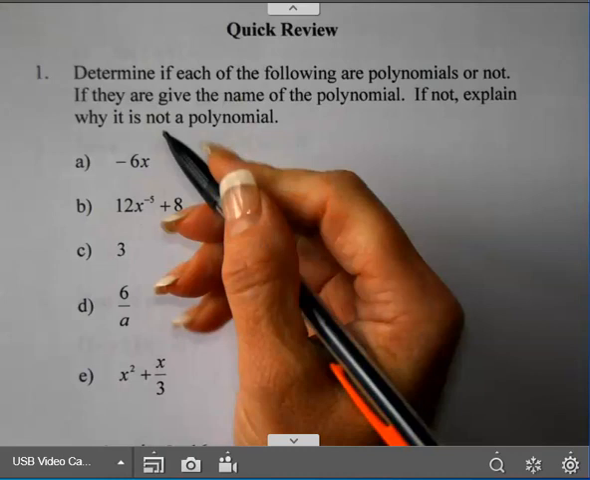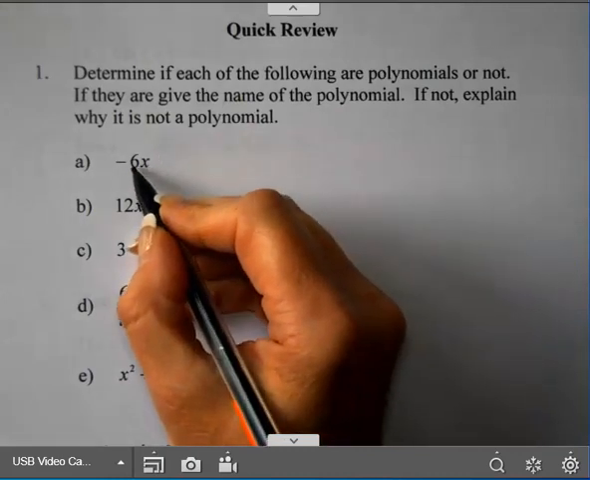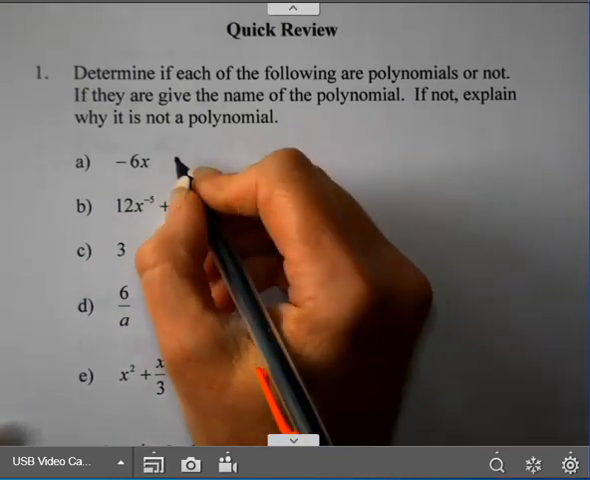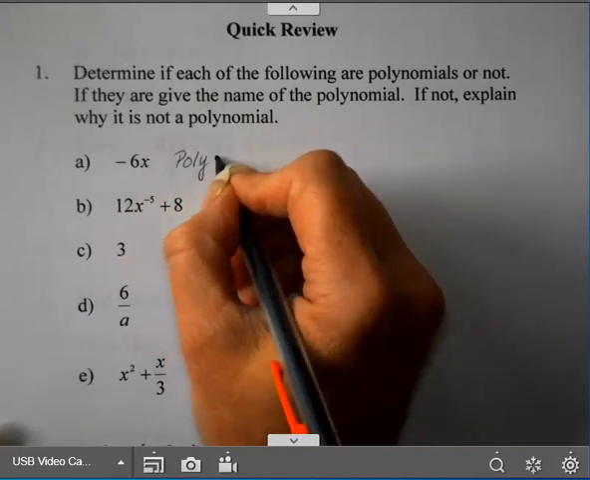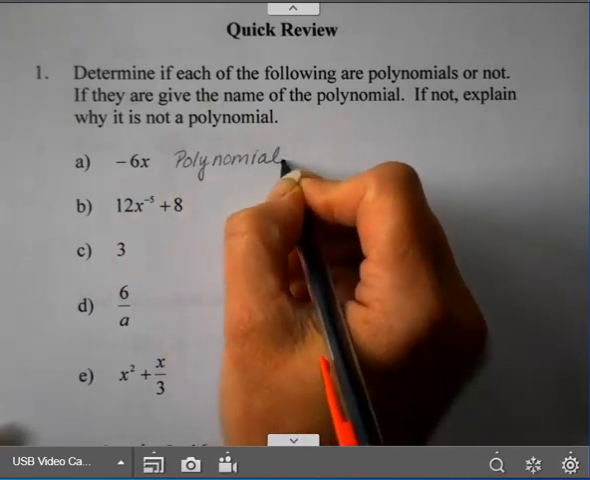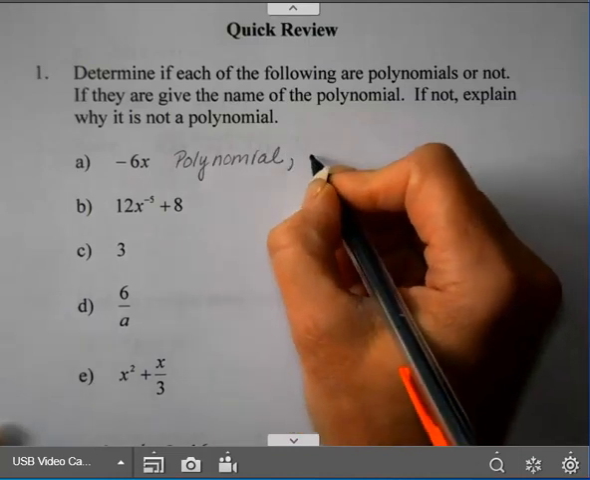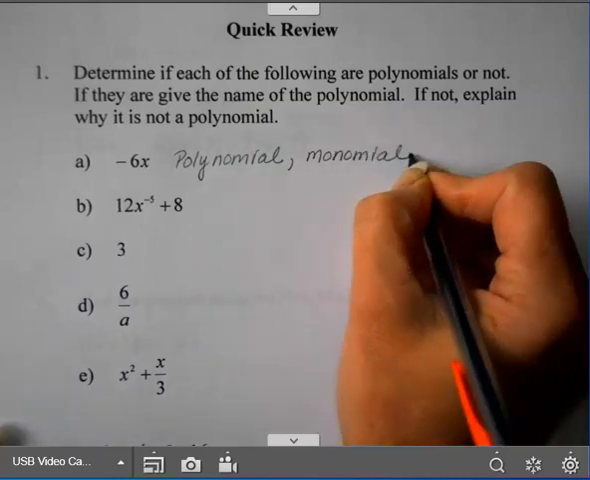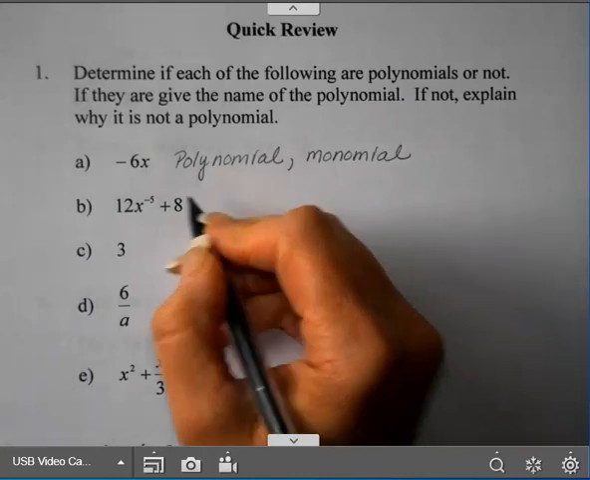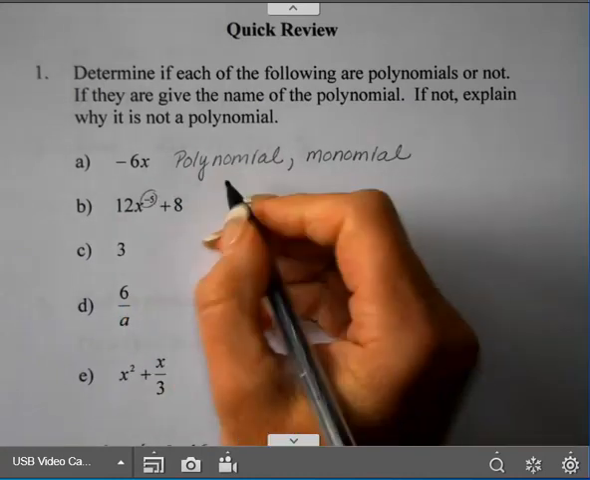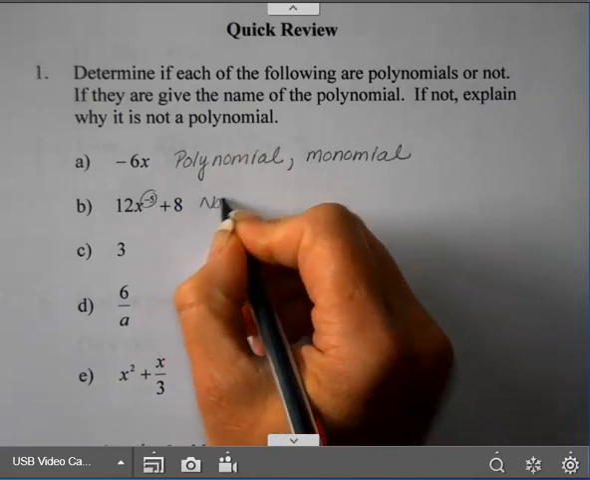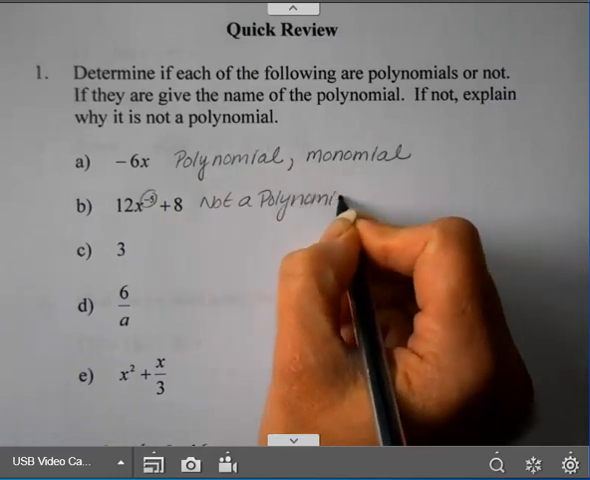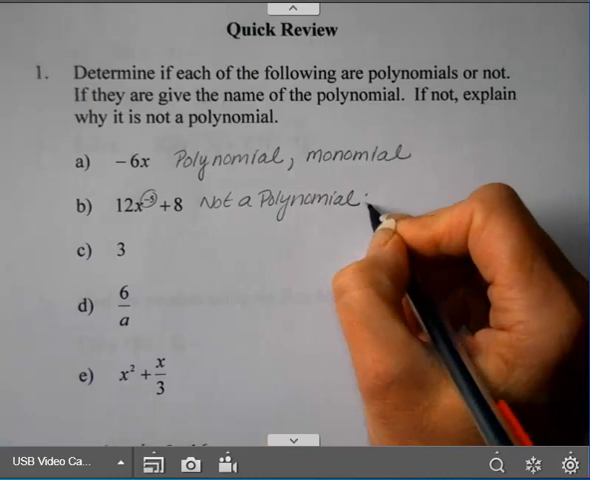For this first one, I have a negative number, but that's not a negative exponent on a variable. So this first one is a polynomial. Specifically, this polynomial is called a monomial. It's one term. On the next one, this is not a polynomial. And the reason is it has a negative exponent on a variable.